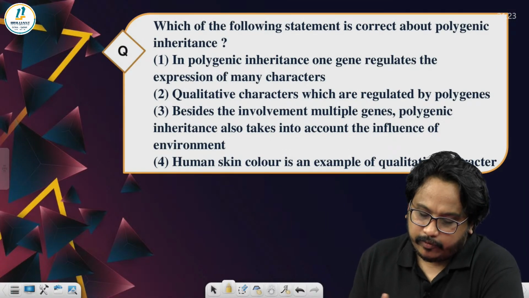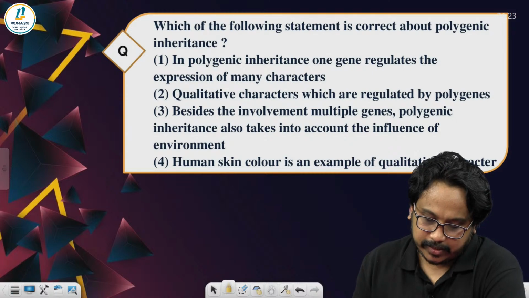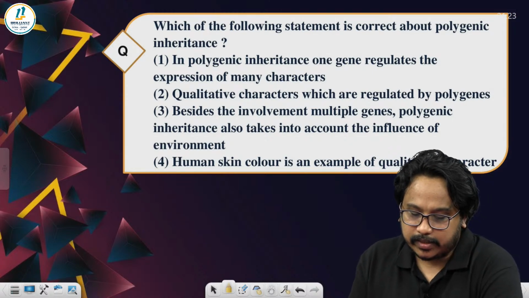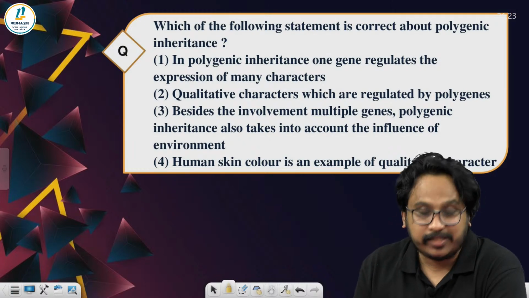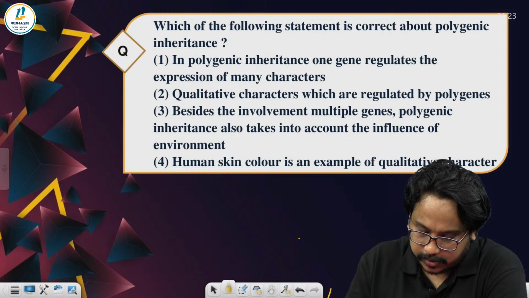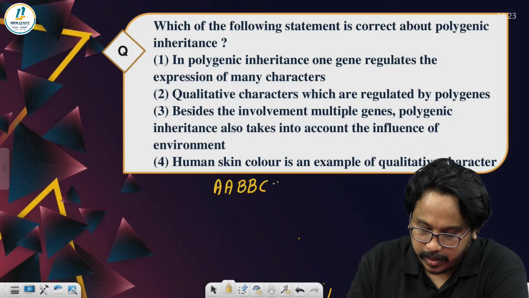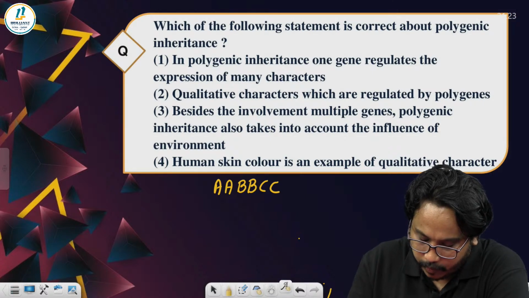Next one, which of the following statements is correct about polygenic inheritance? In polygenic inheritance, one gene regulates the expression of many characters. You know that in human skin color, 6 genes are coming. If all the dominant genes are coming together, there is full expression of the trait like this. If 6 dominant genes are coming, the person's skin color will be very dark.